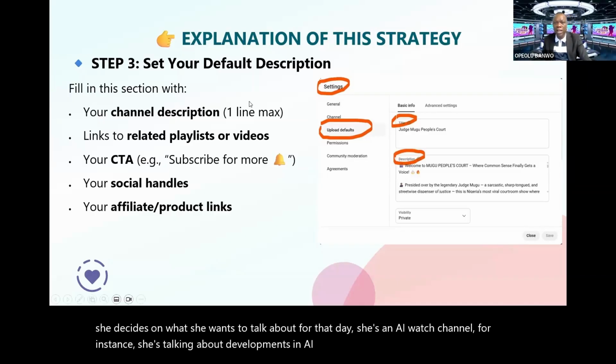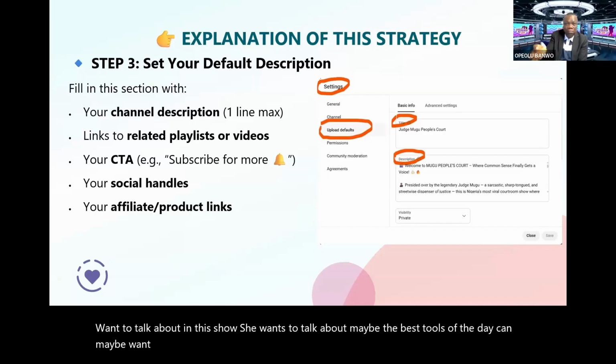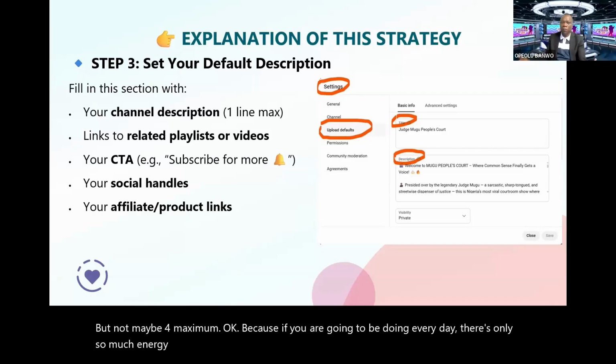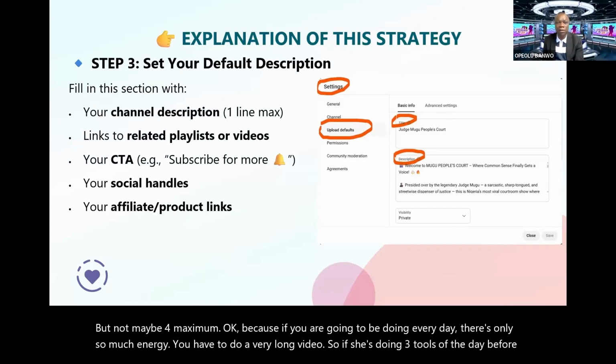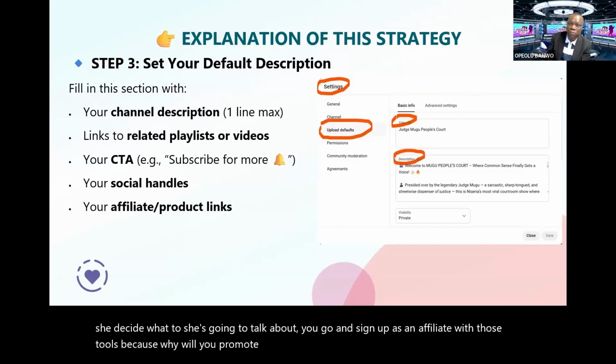So in a show for a day, she might decide that she wants to talk about maybe the best tools of the day. It can be 1 tool, or it can be 3. Not more than maybe 4 maximum, because if you are going to be doing this every day, there's only so much energy you have to do a very long video. So if she's doing 3 tools of the day, before she decides what tool she's going to talk about, you go and sign up as an affiliate with those tools, because why will you promote a tool that is not going to pay you money?